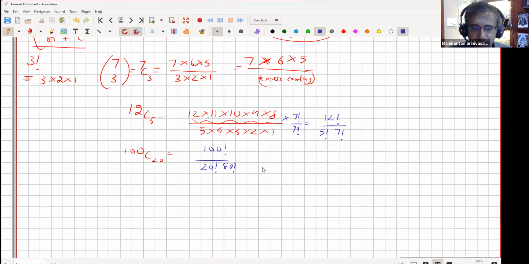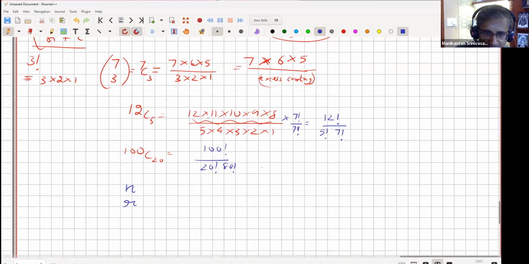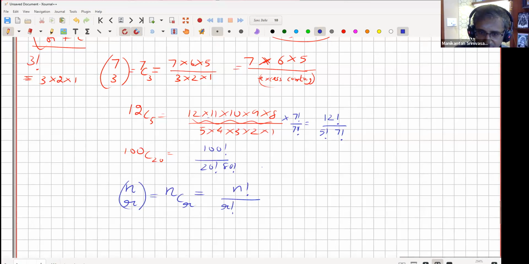More generally, we have n people of which we have to select r. So it's notated either like this or like this, n choose r. So this is n factorial upon r factorial times n minus r factorial. n is a bigger number than r; it could be equal to r at max.